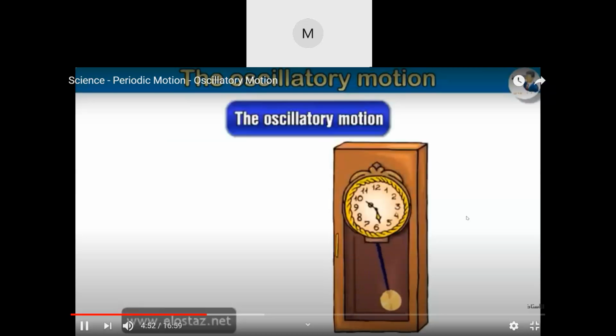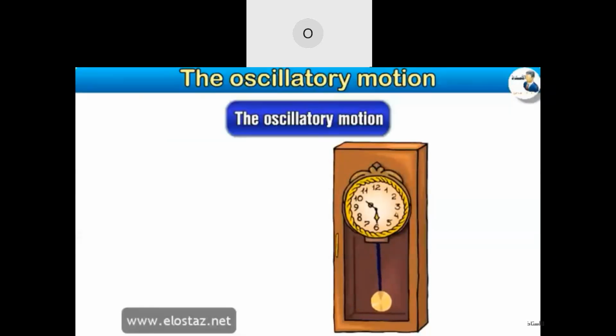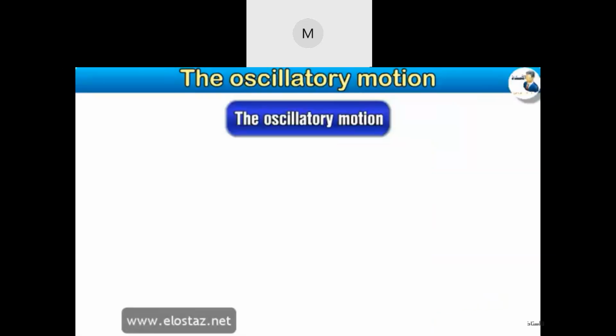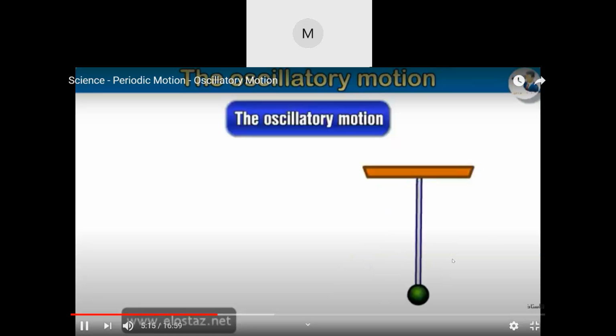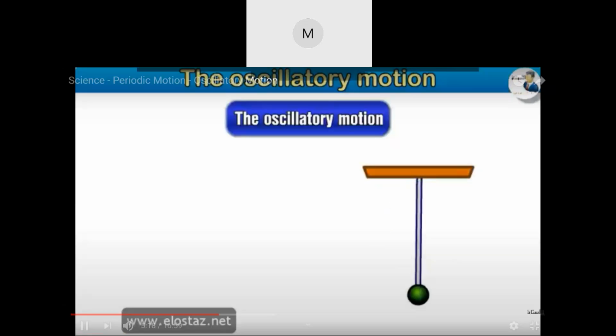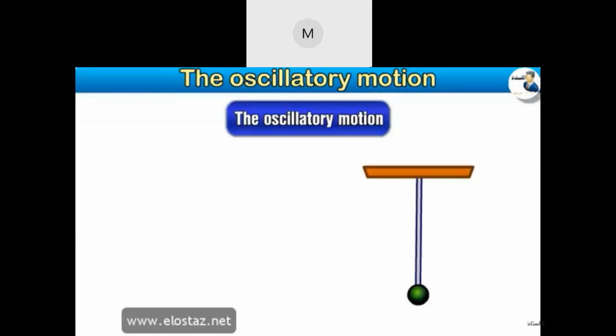Oscillatory motion. All of us have seen the pendulum of an old clock. It's a weight attached to a metal rod, moving at the sides of its rest position, to the left and to the right. Can we form a simple pendulum similar to that of the clock? Of course we can. Number 1. Get a weight and attach it to a thread. Number 2. Hang the thread at a stand. Number 3. Pull the weight towards the right and then set it free.